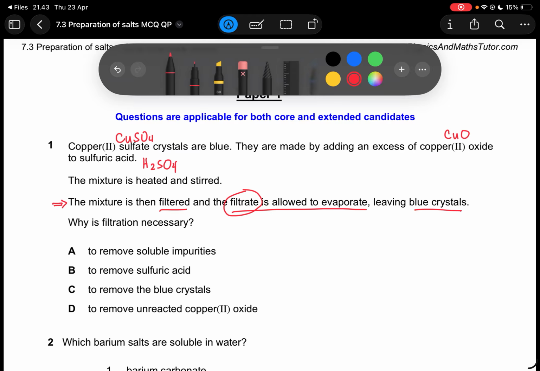Then the filtrate is the one that we're going to allow to evaporate. So why is filtration necessary? As I have mentioned, we need to remove the unreacted copper oxide. In some exams, they will ask why we need to put it in excess. The answer is we have to make sure that all of the acid, in this case the sulfuric acid, will react. All of them will react. So our answer, letter D.